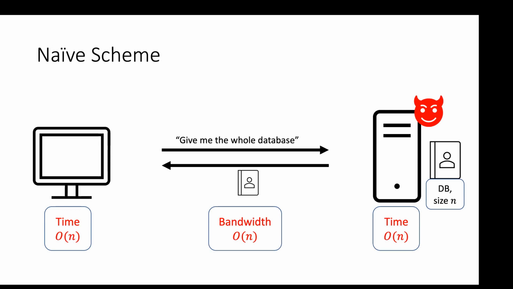This scheme trivially satisfies privacy, because no matter what you are querying, you simply download the whole database. But this is a very terrible scheme, because the bandwidth consumption will be linear in the size of the whole database, and the server computation time will also be linear in that. So this is a truly terrible scheme.